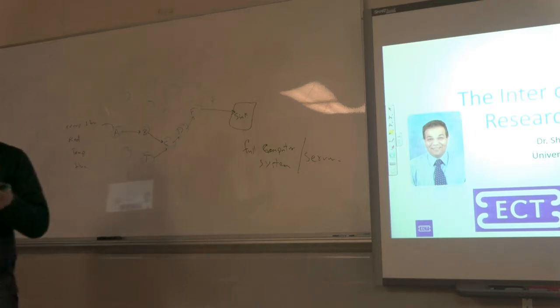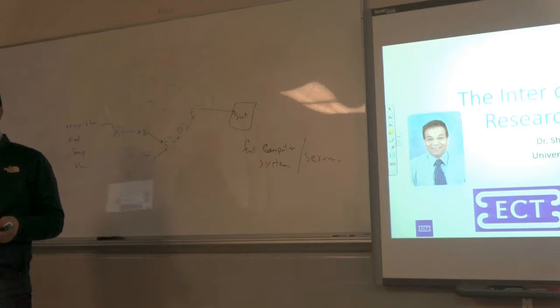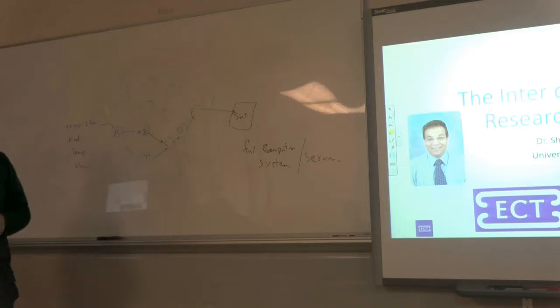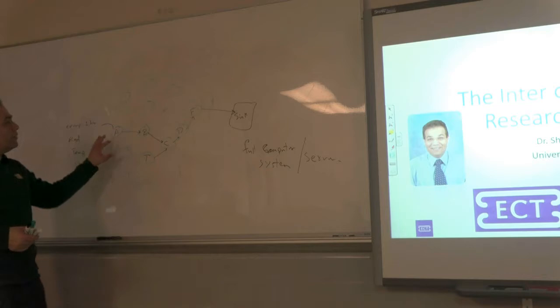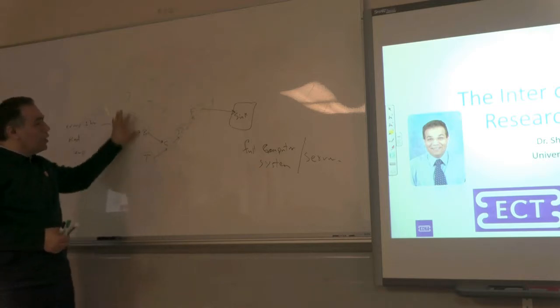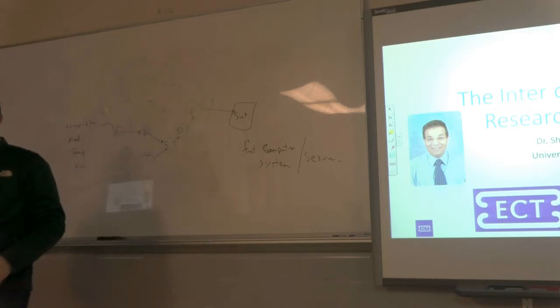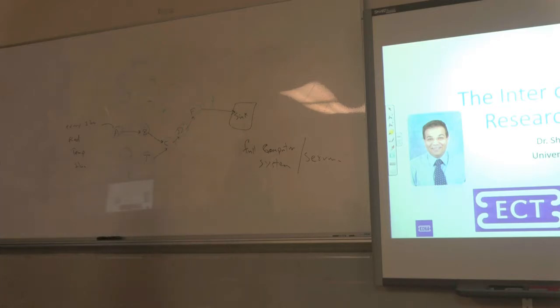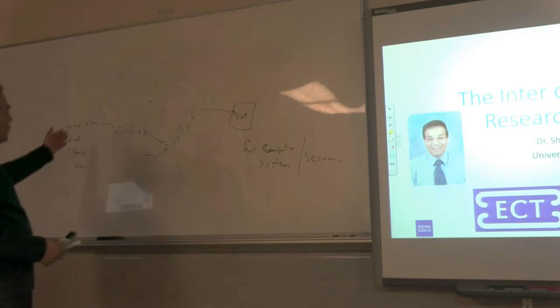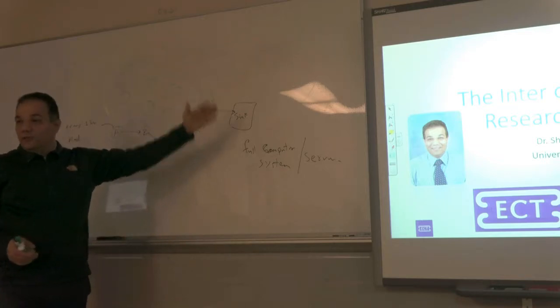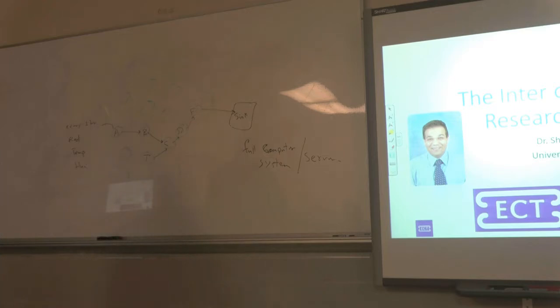The problem is that for every bit you send, you lose part of the battery. What do you notice in this? If these nodes are homogeneous, they're the same, which one is going to die sooner? F. Because it has to receive all the data and send it, and it has to collect data also. Now, what kind of problems do we have in a wireless sensor network?